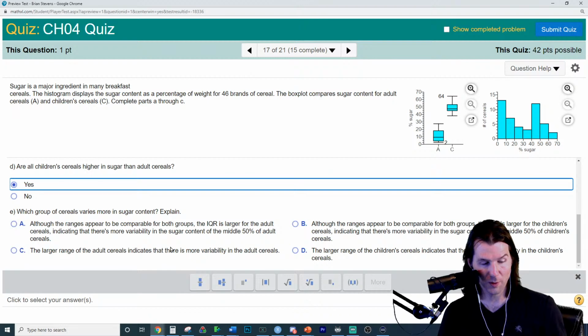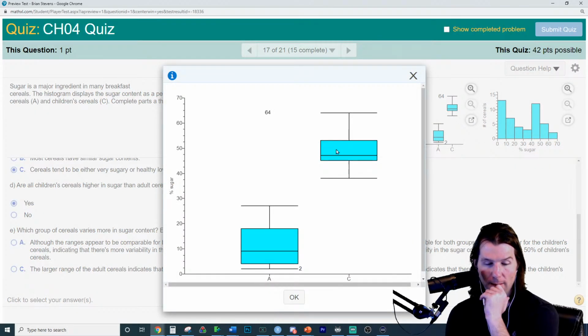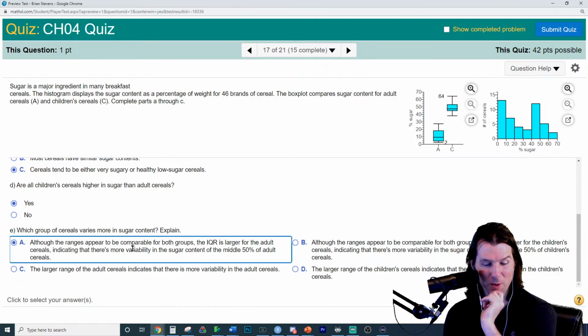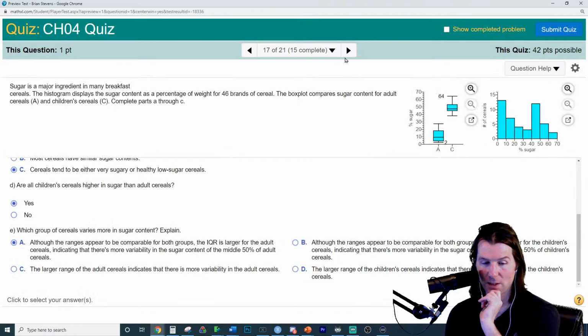Yes. Which group varies more? The adults look to have more. Oof. The adults have a larger IQR, but the ranges are similar, which I think is literally the answer. Although the ranges appear to be the same for both groups, the IQR for the adult cereals indicates that there's more variability, and we've done it.